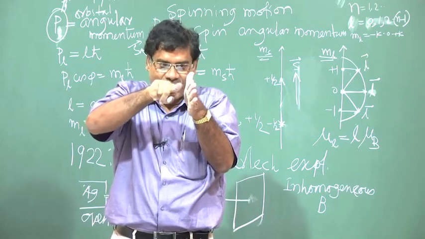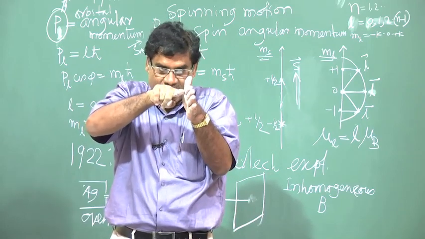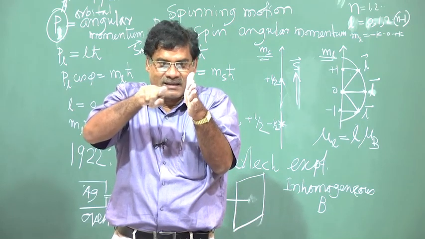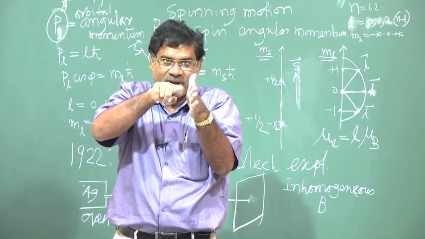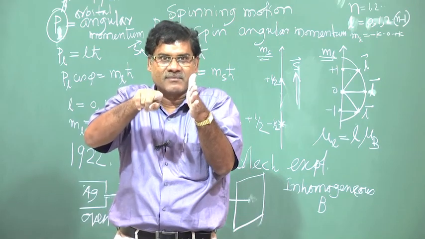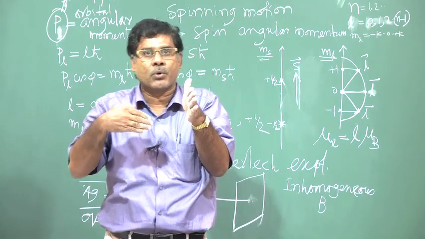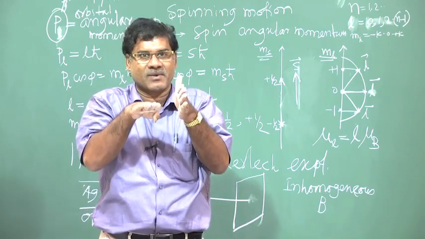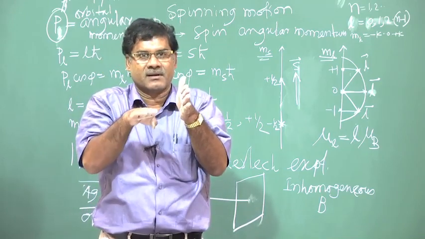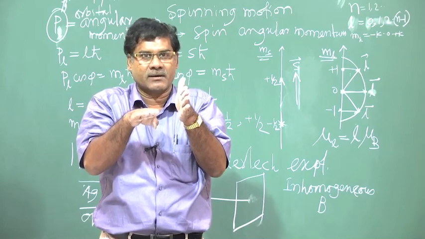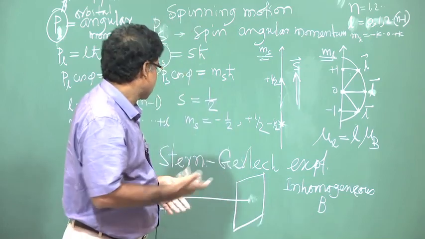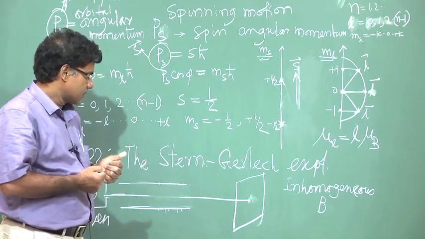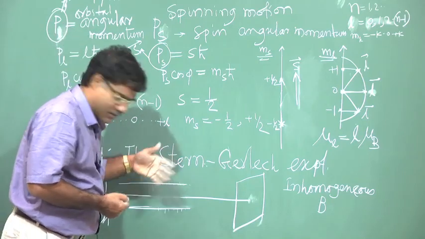So now we can see that when you are moving from the north pole to the south pole, the field intensity is increasing. So to produce an inhomogeneous magnetic field, two poles of different face area are taken. Okay. That way the inhomogeneous magnetic field is generated. So that way it was taken.